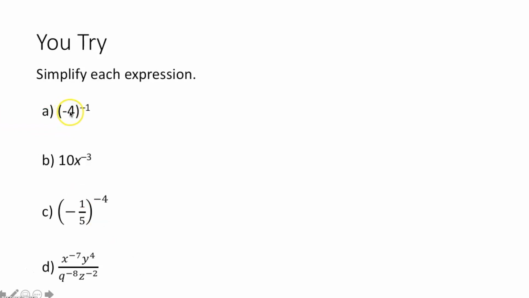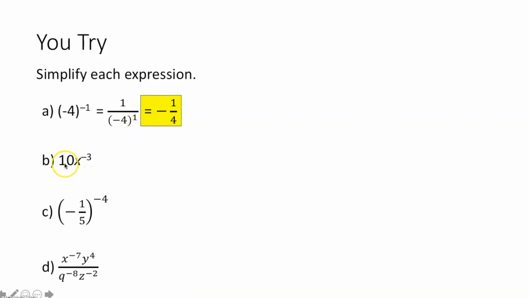Okay, -4 to the negative first power. Again, the negative exponent just tells you to flip your fraction or move your base to the opposite side of the fraction bar. So -4 to the negative first power is the same as 1 over -4 to the positive first power. Now, -4 to the first power is just -4, so your answer should be -1/4.